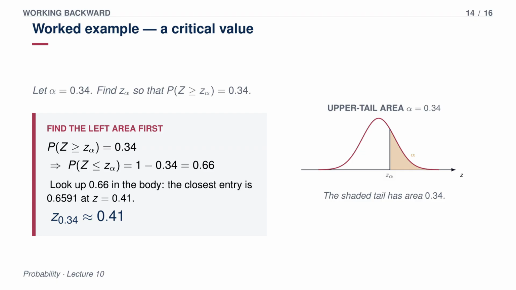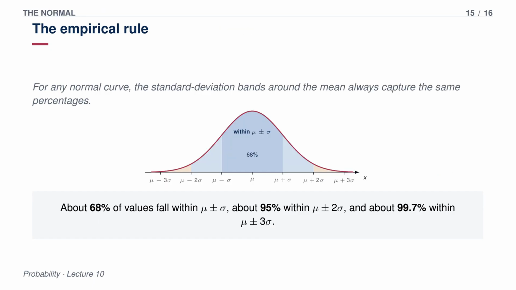One last thing worth carrying around in your head. A quick rule of thumb that needs no table at all. For any normal curve, the standard deviation bands always capture the same percentages. About 68% of the values fall within 1 sigma of the mean. That's mu plus or minus sigma. About 95% within 2 sigma, and about 99.7% within 3 sigma. 68, 95, 99.7. True for every bell, whatever mu and sigma are, because standardizing turns them all into the same z. Just burn those 3 in.